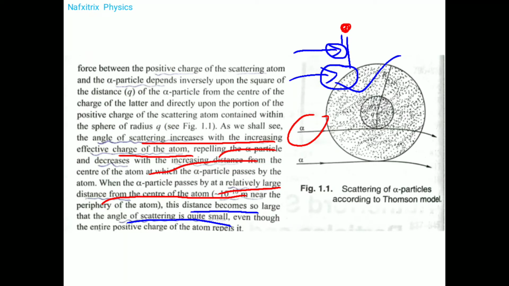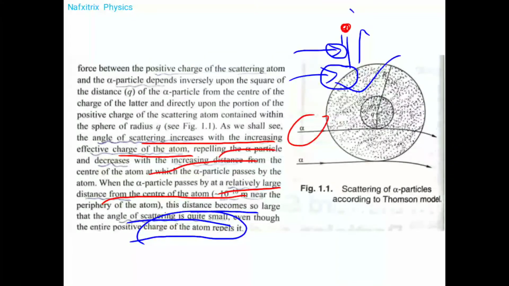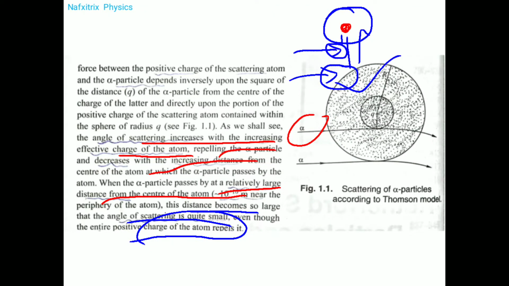So its effect is very less because the distance between the atom, that is the positive charge, the atom is nothing but the nucleus and electrons, that positive charge would be showing effect on this alpha particle. So the angle of scattering is quite small because the effect is less, because force is inversely proportional to the distance, even though the entire positive charge of the atom repels it. So here you can see for this alpha particle its deflection is less.